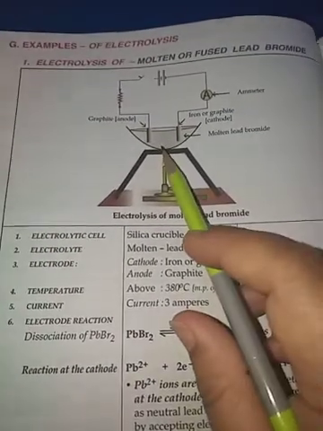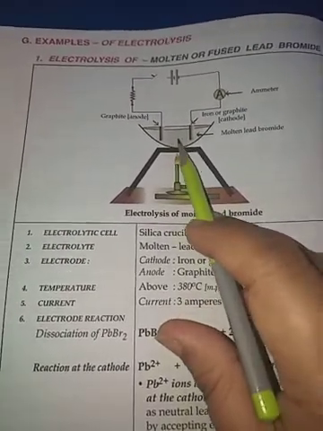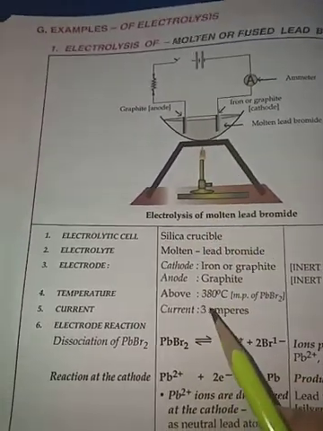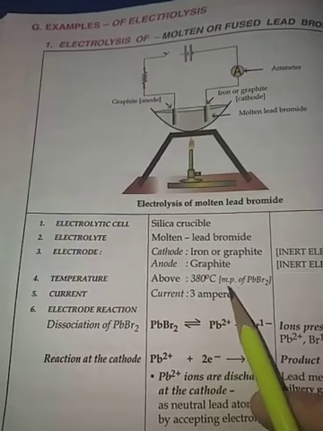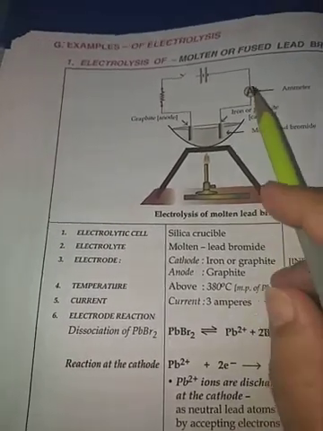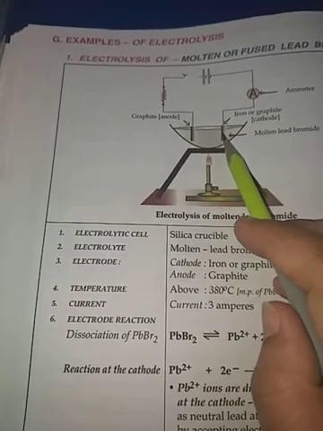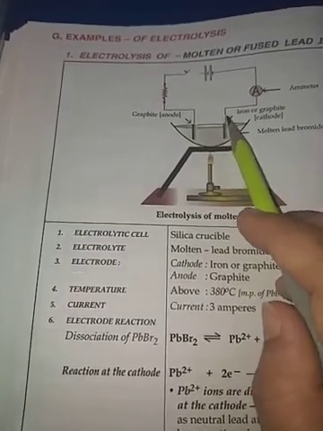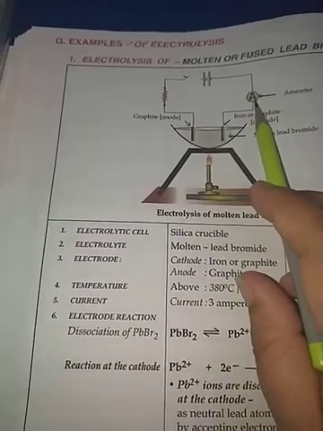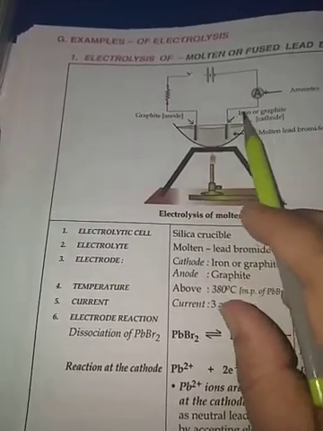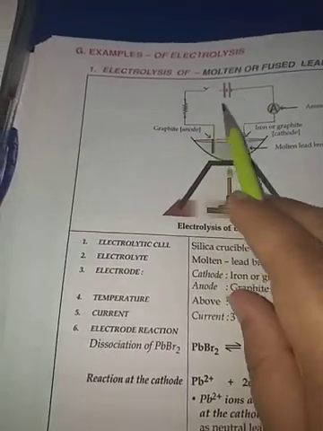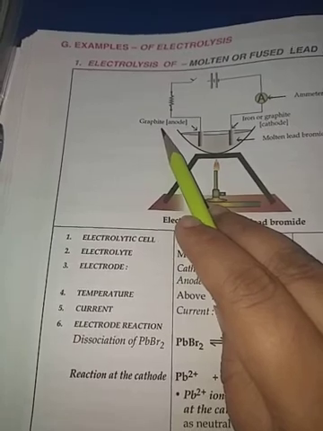So, this is the molten lead bromide here, and its temperature should be above 380 degrees Celsius because it is the melting point of lead bromide. Now this one is the cathode, and this cathode is made of iron or graphite. Ammeter is also here to see the current flowing through it. This is the anode or positive electrode, and it is made up of graphite.